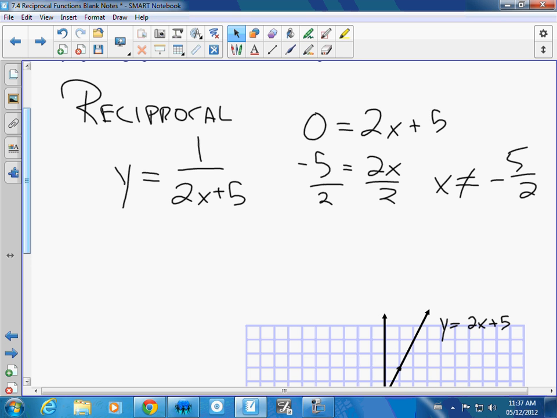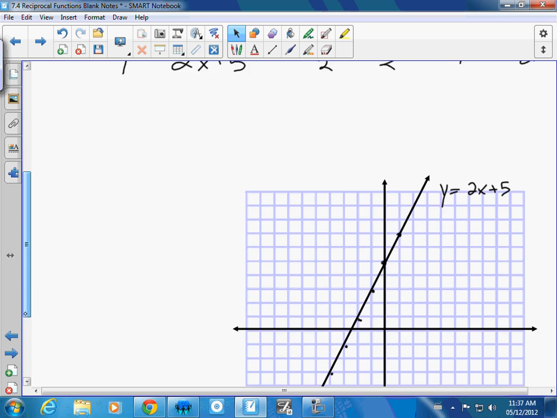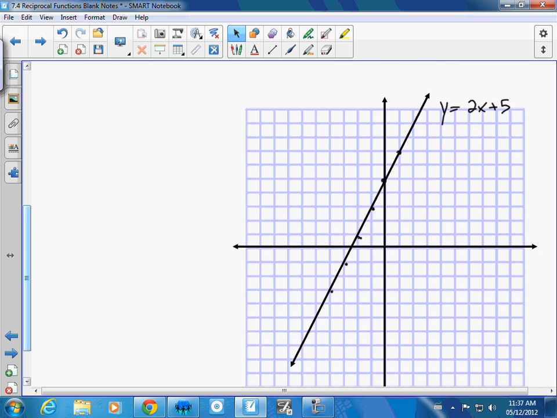Now, look at negative 5 over 2. What do you notice about that, by the way? What does negative 5 over 2 happen to be on this graph? Negative 5 over 2 is negative 2.5. It's the x-intercept. Is that where it crosses?